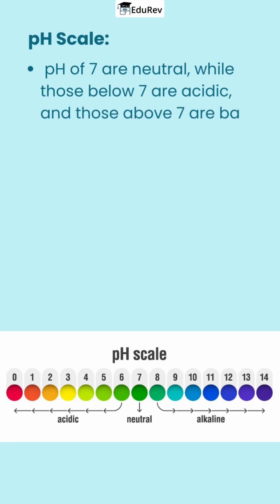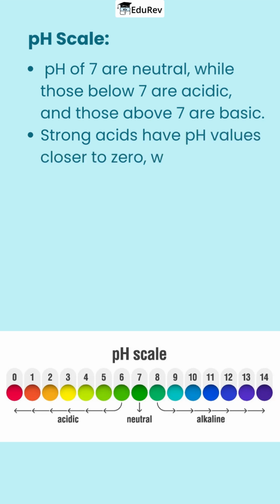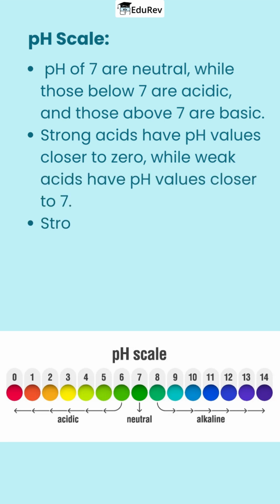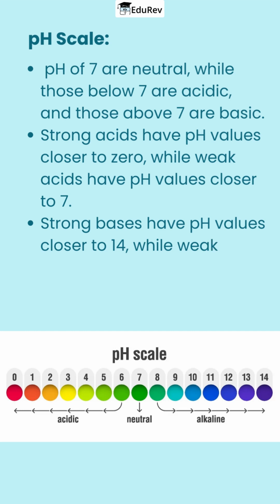Substances with a pH of 7 are considered neutral, while those below 7 are acidic, and those above 7 are basic. Strong acids have pH values closer to 0, while weak acids have pH values closer to 7. Strong bases have pH values closer to 14, while weak bases have pH values closer to 7.